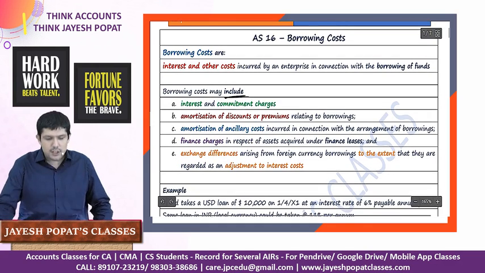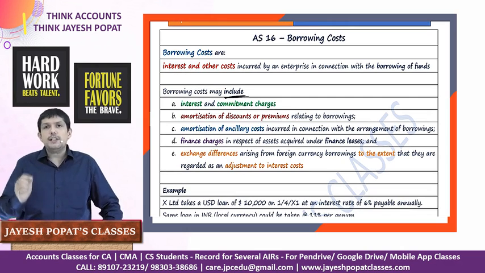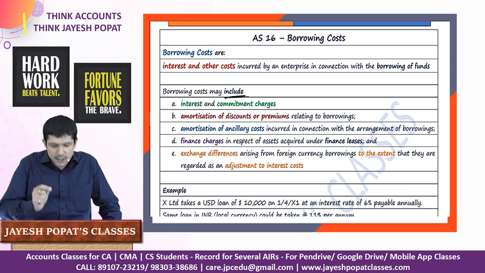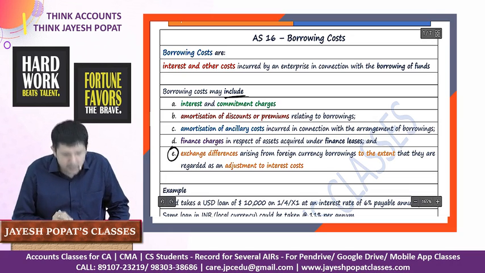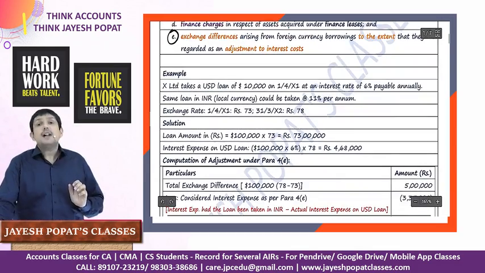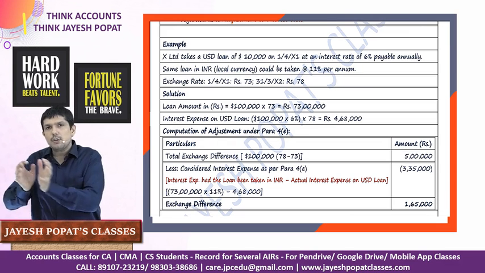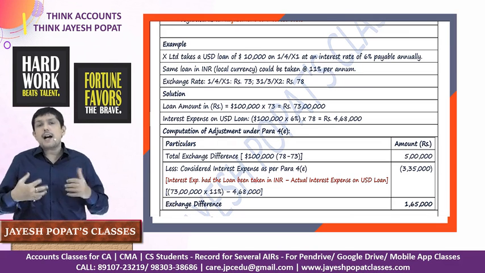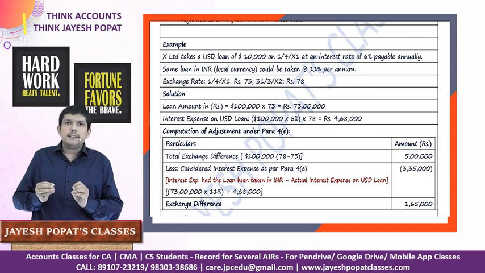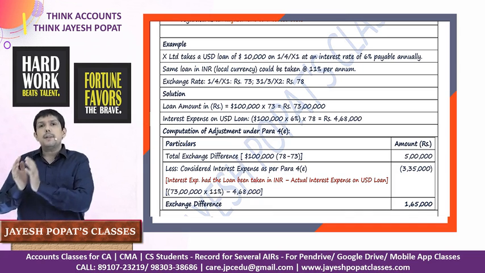And para 4E, which is very important: exchange difference arising on foreign currency borrowings to the extent it is regarded as an adjustment to interest cost. Let us understand this para 4E with the help of an example. When I want to borrow certain funds, I will have an option either to borrow it from India at a rate which is offered to me in India, or I may do foreign currency borrowings as well, and normally it is seen that in foreign currency borrowing the interest rate is lower as compared to the Indian rate.